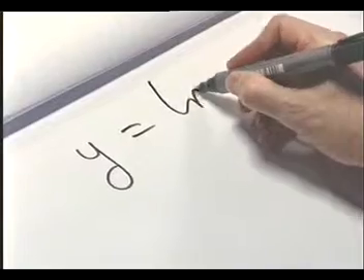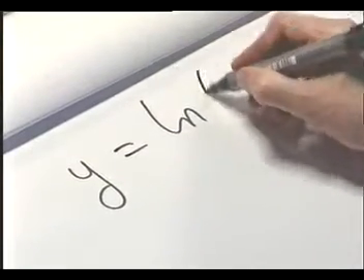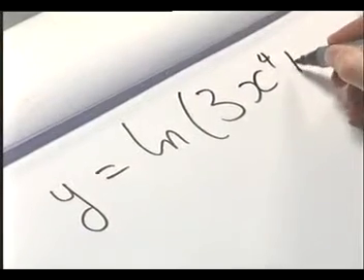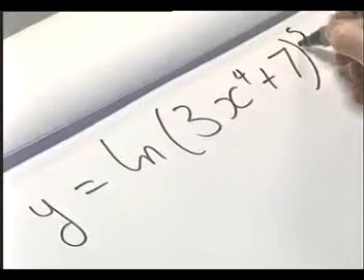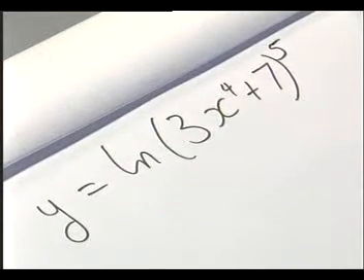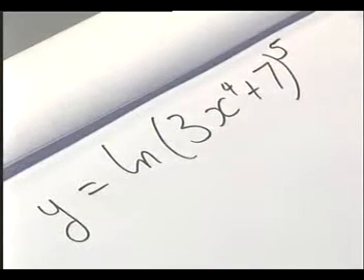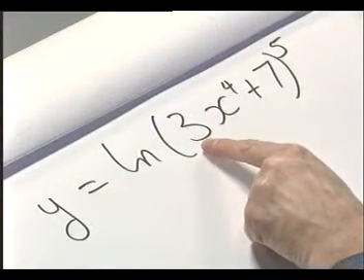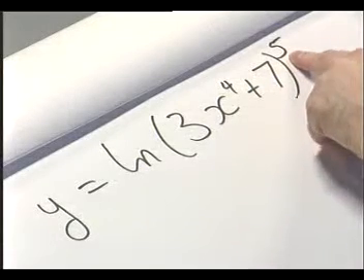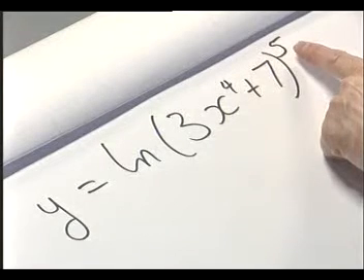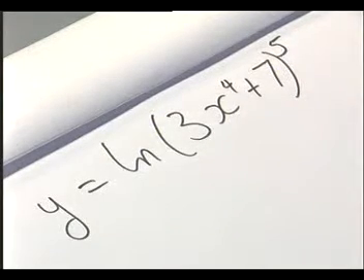So, let's take our first example. y equals the natural log of (3x to the fourth plus 7), all raised to the fifth power. And we want to be able to differentiate this. Well, it looks very complicated in here, but here we're raising 3x to the power 4 plus 7 to the power 5. And one of the things we do know about logarithms is that if we're raising what's inside the log to the power 5, that's exactly the same as multiplying the log by 5.